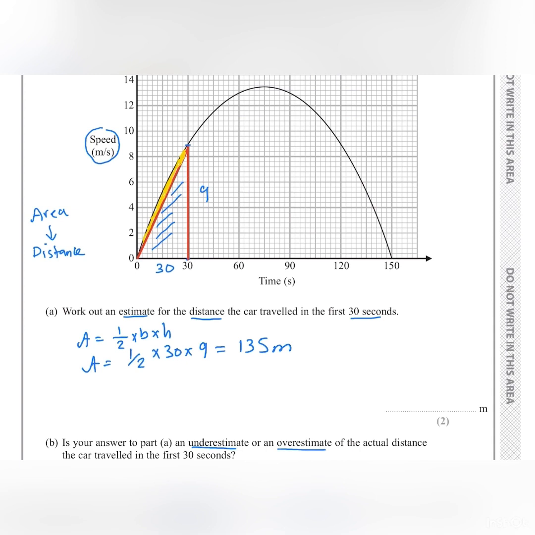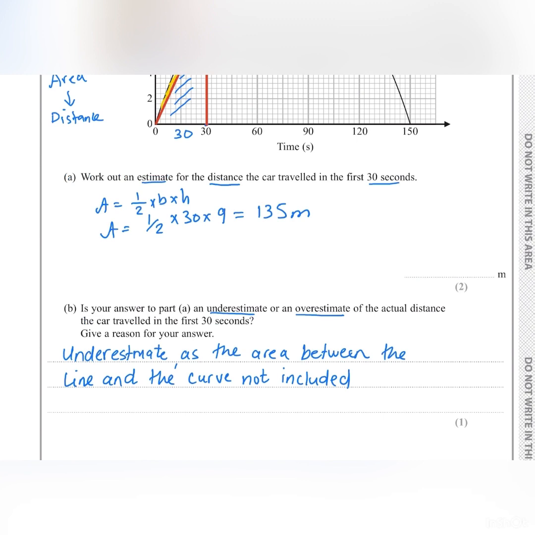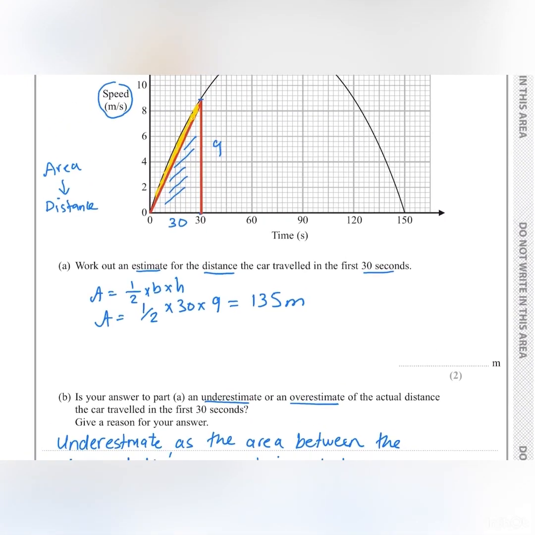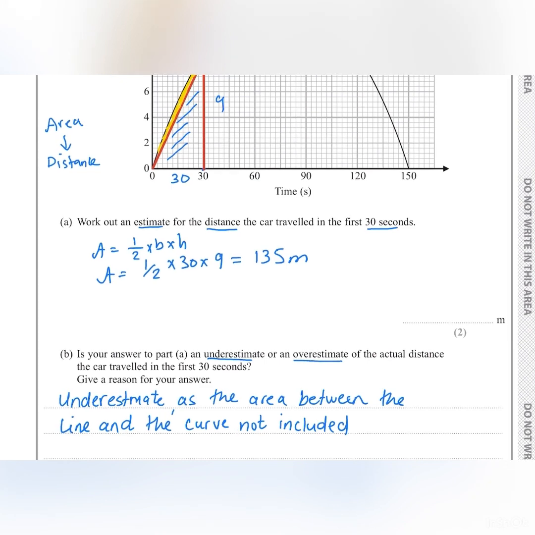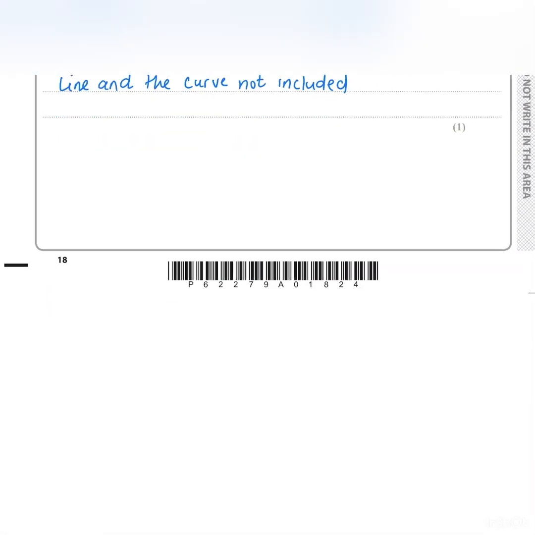So that means our answer is an underestimate, because we have not taken into account the whole area. It's very difficult to do because we're only estimating and we just draw in the triangle. So it's an underestimate. Okay, so write a reason in. It's an underestimate as the area between the line and the curve is not included in the answer. So the area that I just showed you.